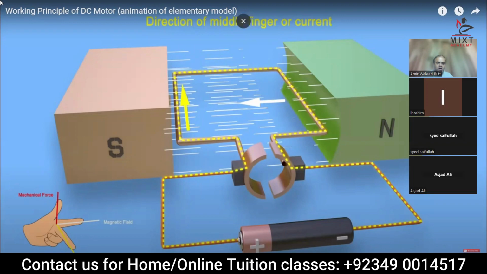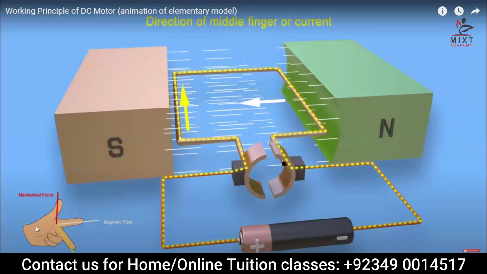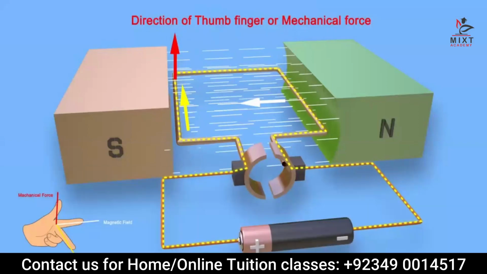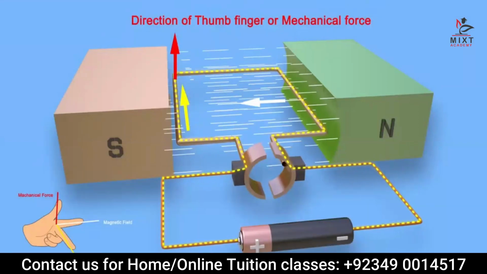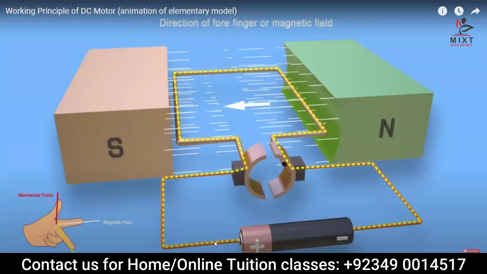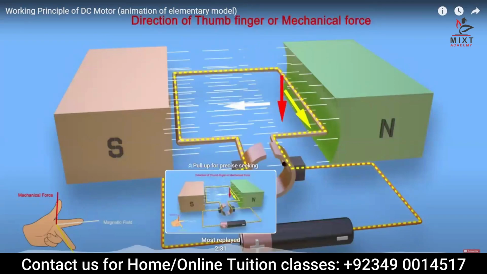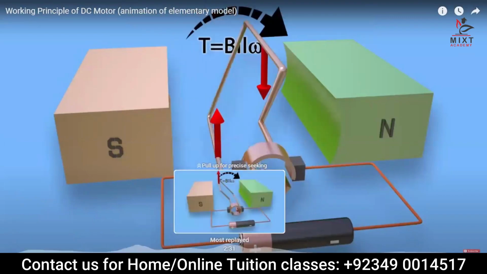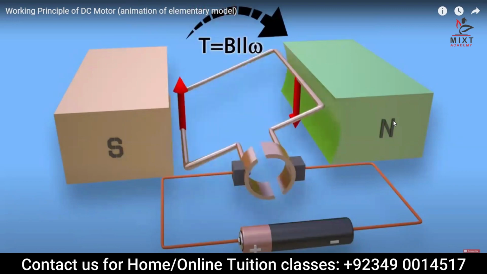So check it out. How does it work actually? The force on the left side is in the upward direction, while the force on the right side will be in the downward direction. So like in the yellow one, it will start moving in the clockwise direction. Check it out. Now this is moving, right?